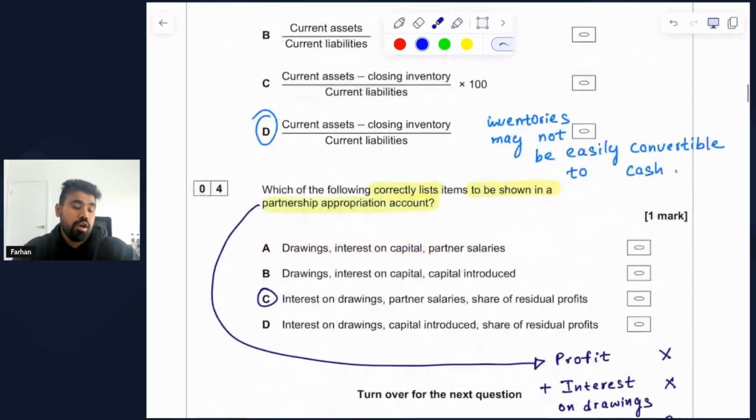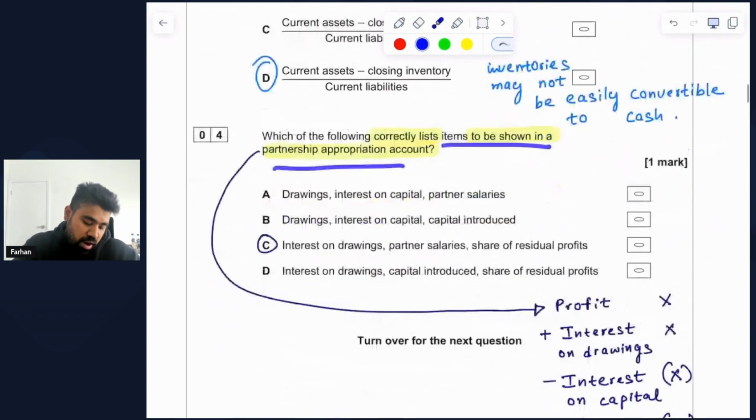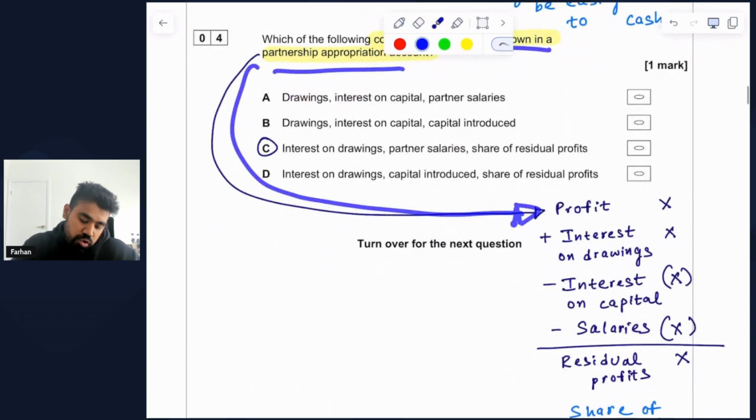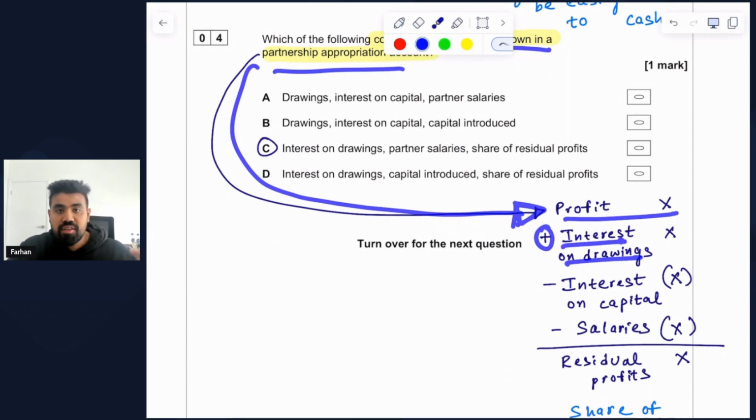Question number 4, which of the following correctly lists items to be shown in a partnership appropriation account? So here I have shown the format that normally goes into preparing the partnership appropriation account. So we start with the profit that the partnership or the business has made. Then we add any interest and drawings that the business will be taking from its partners, because interest and drawings reduce the equity of the partnership.